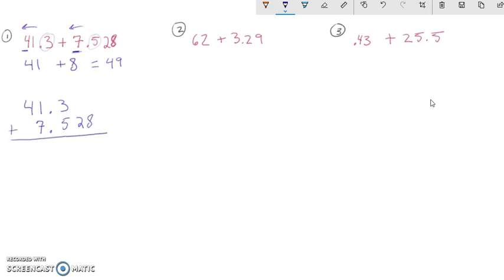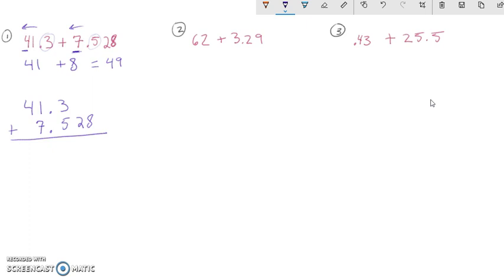Just to clarify, a lot of people will say, oh, line up the decimal point. That doesn't always work because if you look at example number 2 over here, there's no decimal point in that number, 62. So that's why we don't say line up the decimal point, because it could confuse people who maybe are just learning or are looking for a decimal point.